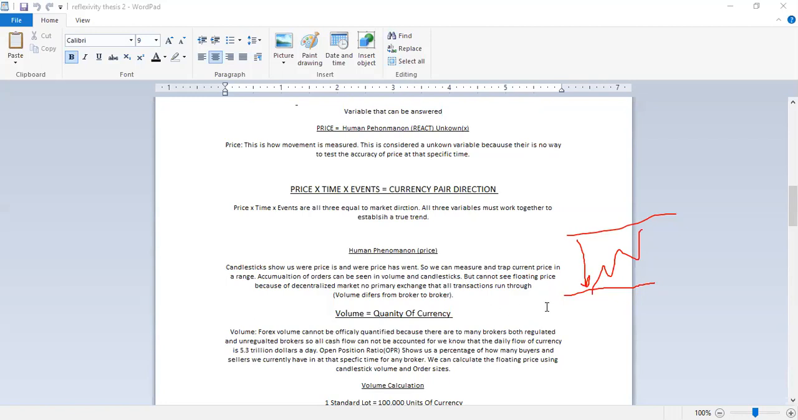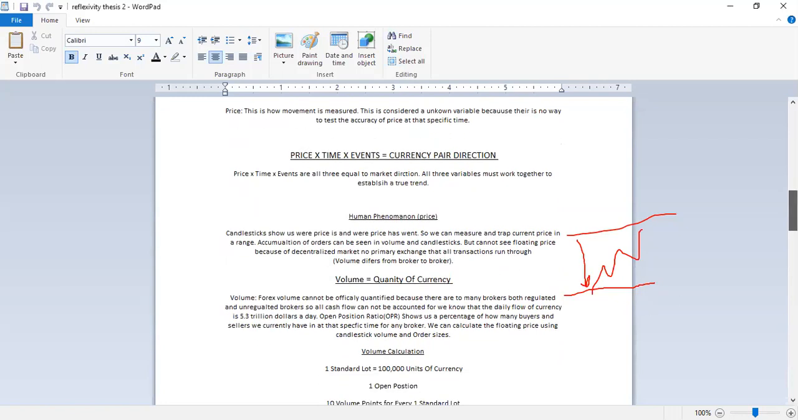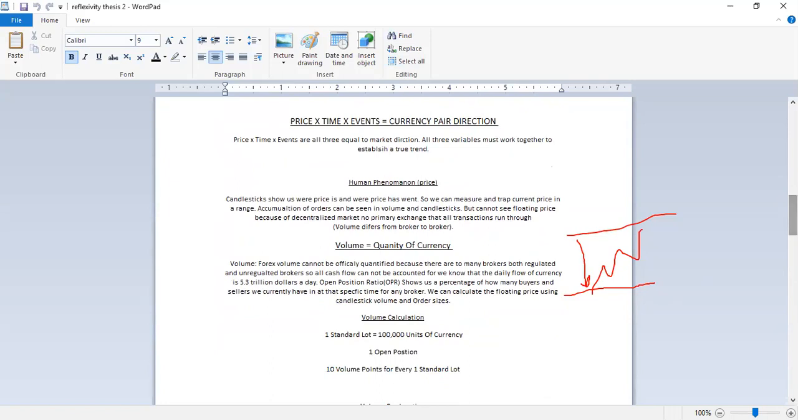So why would volume be so important? The reason why volume is so important is it shows the quantity of currency. It's the simple fact of following the money. If I had, let's say, $500 million being bought on Euro USD and only $200 million being sold on Euro USD, the odds of the Euro USD going up is far more likely than it going down, because I have more money being traded and being bought rather than being sold.